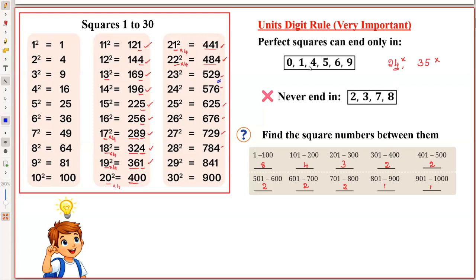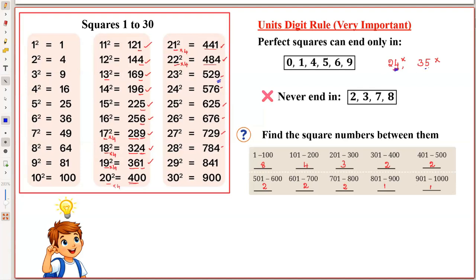A perfect square number may or may not end with 0, 1, 4, 5, 6, 9. Sometimes it will end with these numbers, and sometimes it will not. For example, 24 is ending with 4, but we cannot say this is a perfect square number.